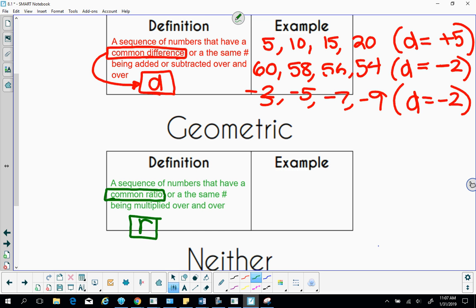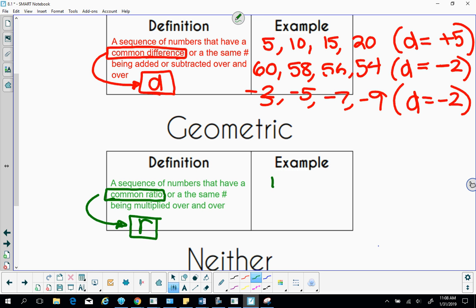So geometric is a sequence of numbers that have a common ratio, the same number being multiplied. Basically, that growth or decay factor, that is your R. And so let's do some examples.